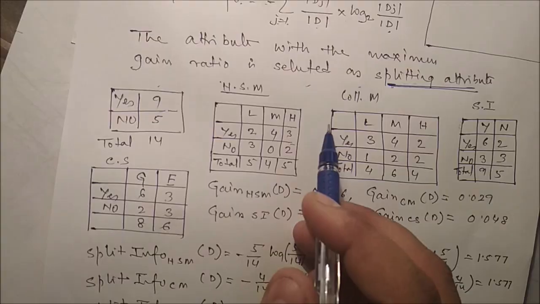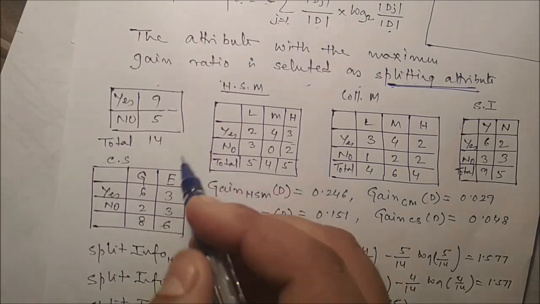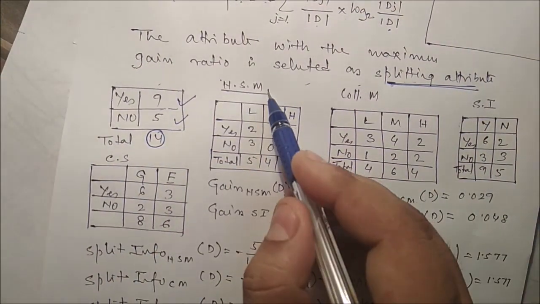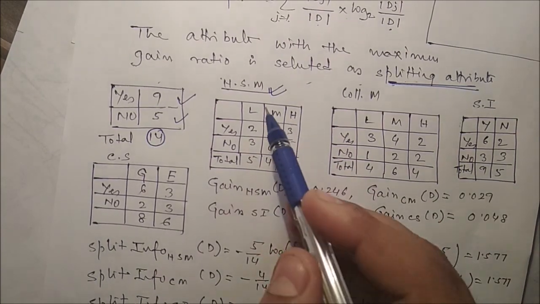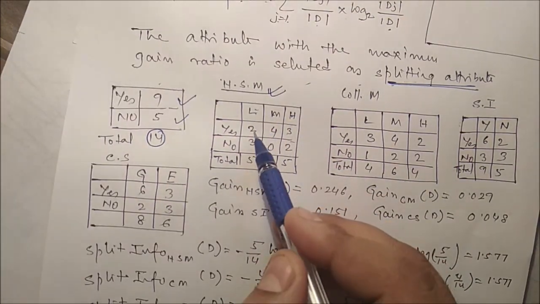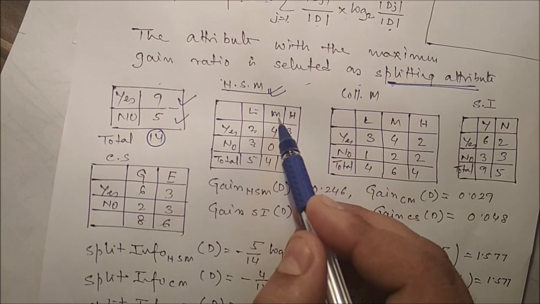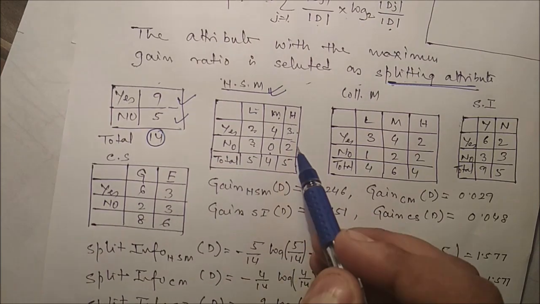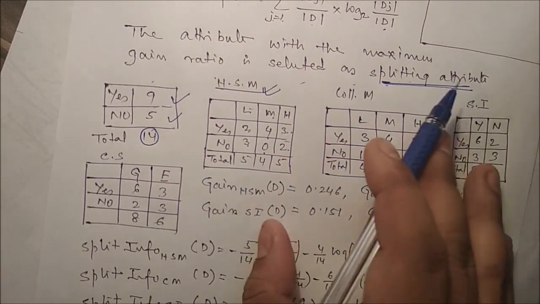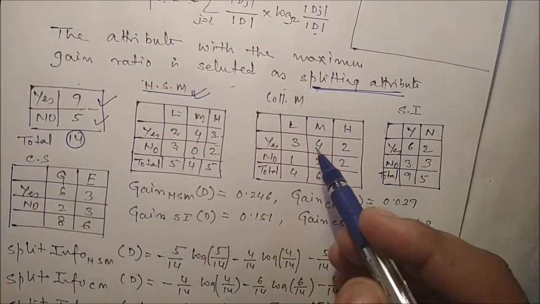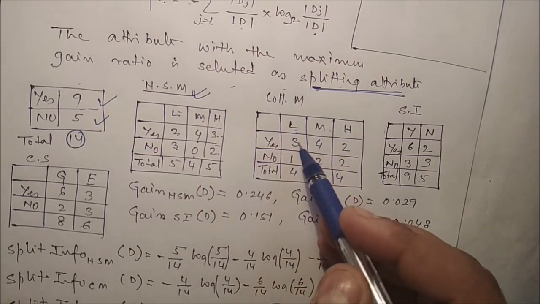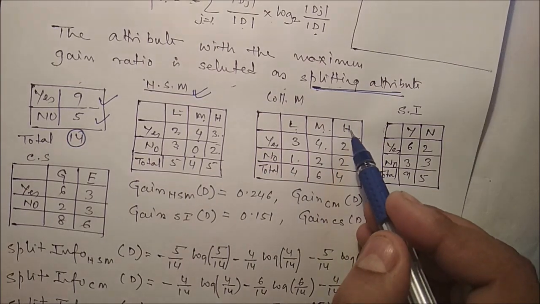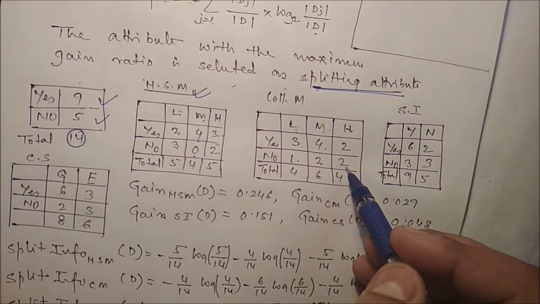You can see here a total of 14 data, where yes is 9 and no is 5. In high school marks: low, medium, high. If it is low, 2 yes and 3 no; if medium, 4 yes and 0 no; and if high, 3 yes and 2 no. Similarly, for college marks: if low, 3 yes and 1 no; if medium, 4 yes and 2 no; and if high, 2 yes and 2 no.